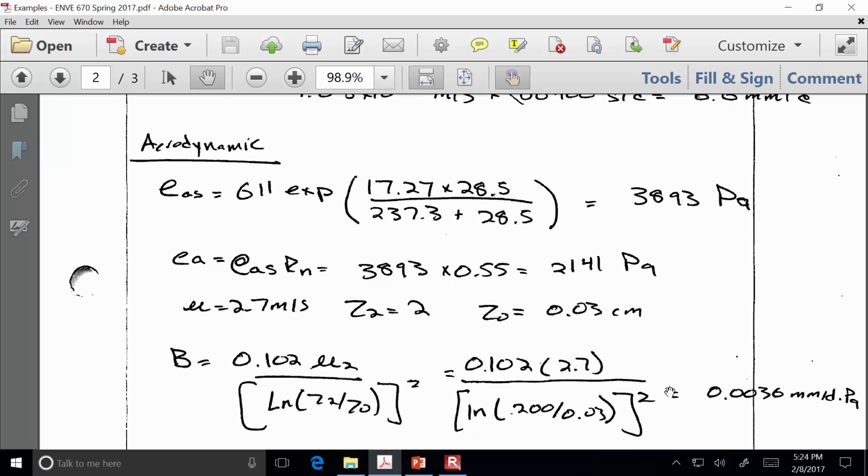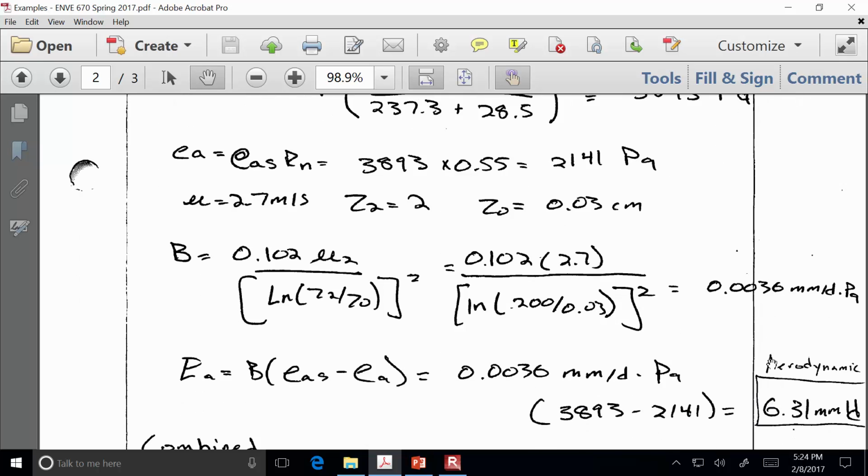And then if you substitute that into B, I think we should be getting 0.0036 millimeters per day Pascal. And then finally, we can put it into the E sub A formula and get, I got 6.3, it sounds like 6.1, 6.2, depending, I think, just on round off, probably.